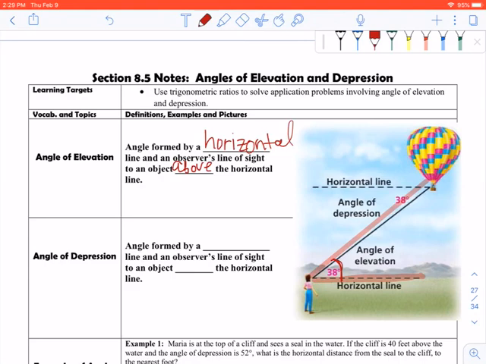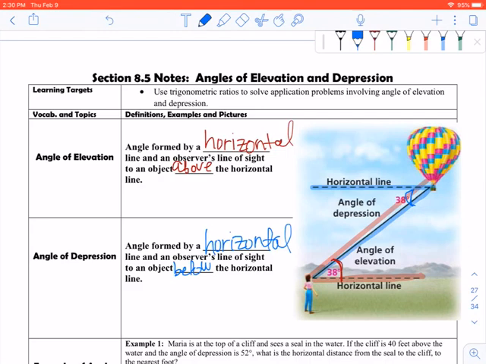Now, angle of depression would be if I was in the hot air balloon and I'm looking down at this person on the ground. It's the angle from their horizontal line, like looking straight forward and looking down. So that angle is right here. Again, it's a horizontal line and their line of sight, but the line of sight is looking down, so it's to an object below the horizontal line.